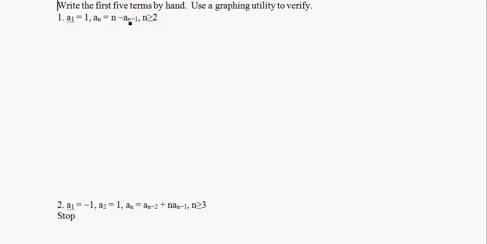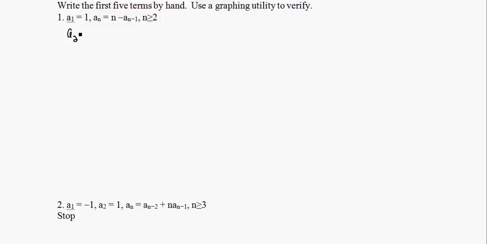So this is a subscript. This is not a times n minus 1. This is a subscript, just like this is a subscript. So it's like a notation. If a sub 1 is equal to 1, we already know that, and notice it says n is bigger than or equal to 2, because we already know the first.